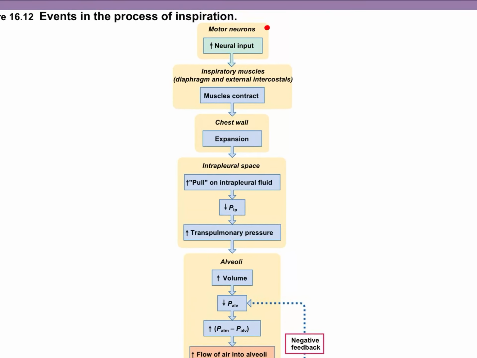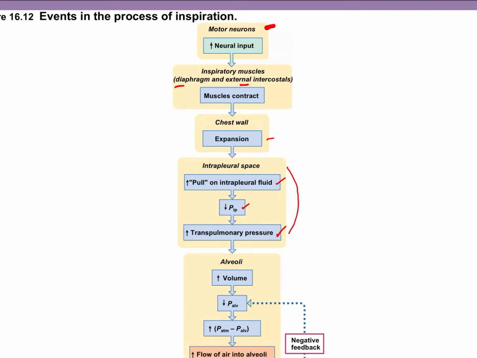All right, so this is your neural input flow chart. Your motor neurons are going to give that input to your muscles, and your muscles are going to contract. Remember, they're the diaphragm and the external intercostals, and you're going to have that chest wall lifted up. The diaphragm also goes down, and it gives that larger space in the thoracic cage. The intrapleural space is going to increase that pull on that fluid, and that pressure is going to go down, and that's going to increase your transpulmonary pressure.